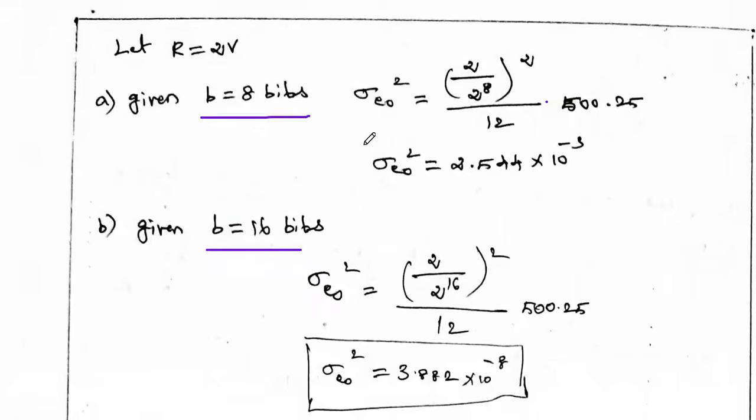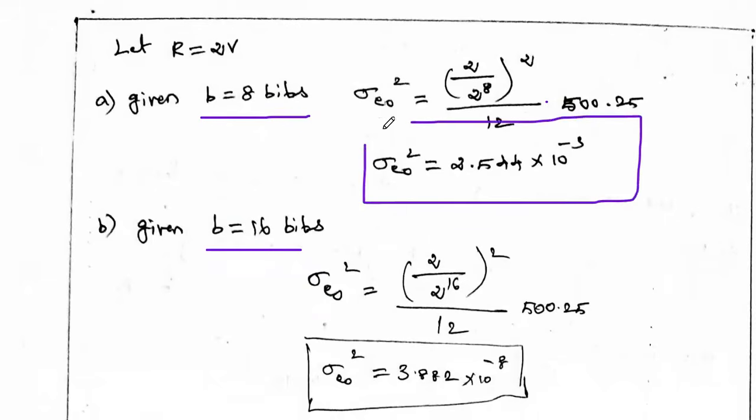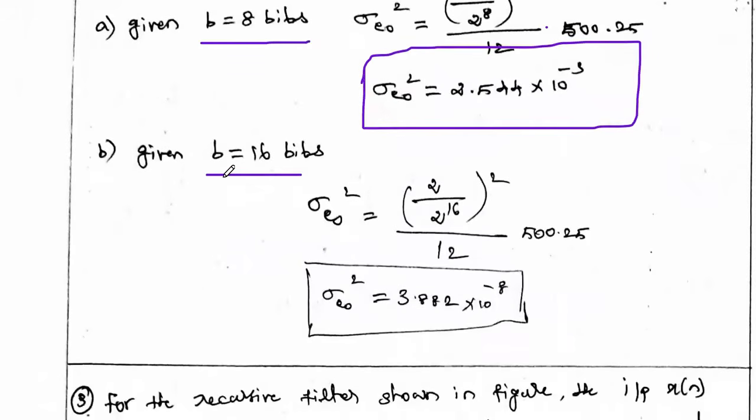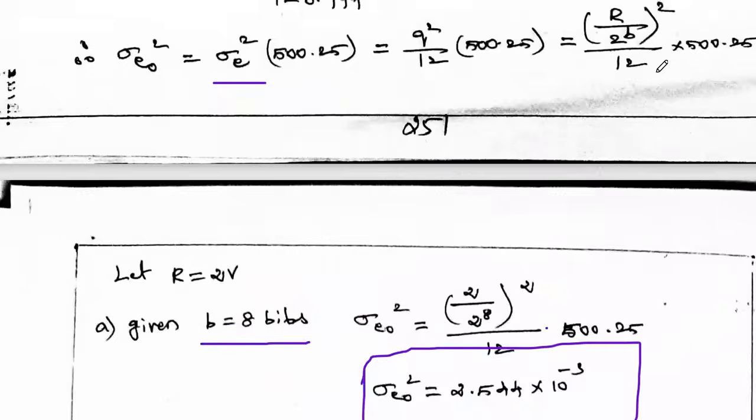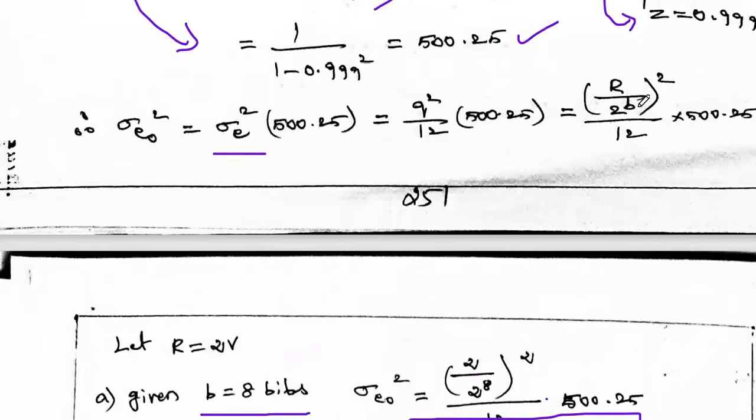The answer is sigma E O squared equal to 2.544 into 10 to the power minus 3. This is the output quantization noise power if the quantization is 8 bit. Similarly, if the quantization is 16 bit, instead of 8 bit quantization, the output quantization noise power sigma E O squared is the same formula; this B value you just change, and instead of 8 you substitute 16.